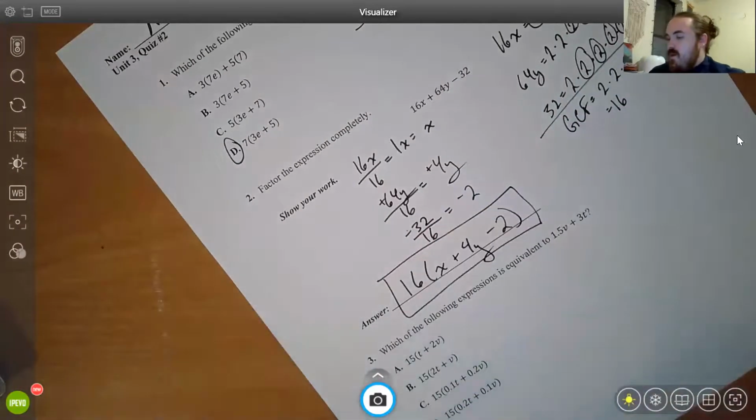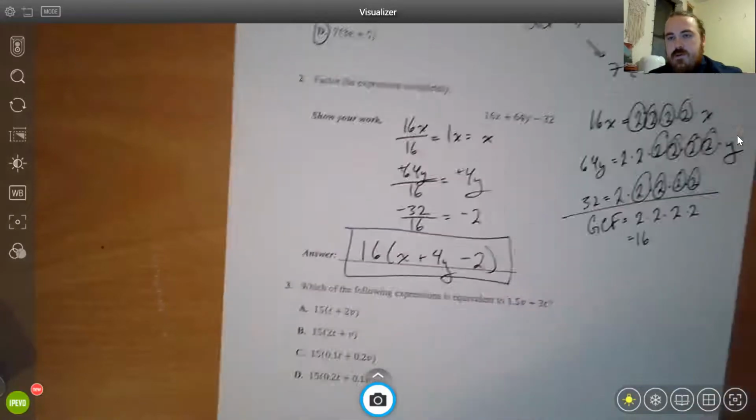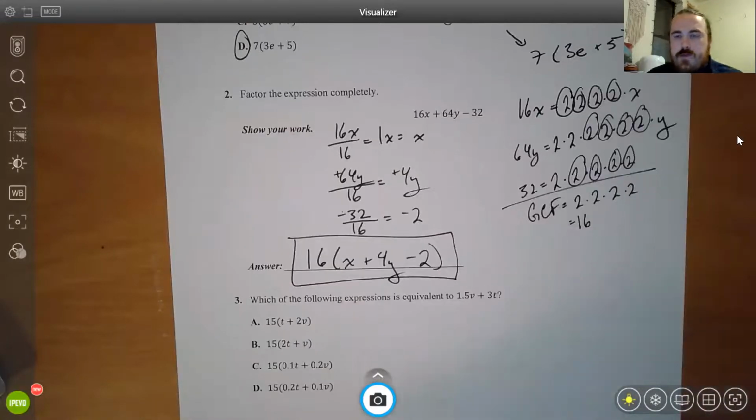Some of the most common mistakes here: only factoring out 8 or 4, not 16. I'm sorry, guys. That's been so confusing to look at.